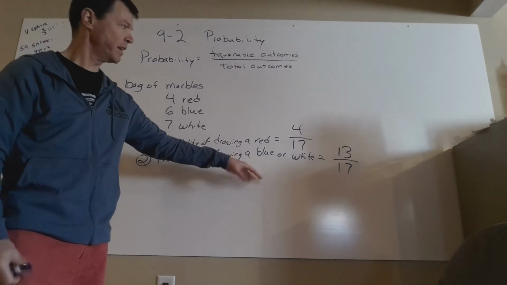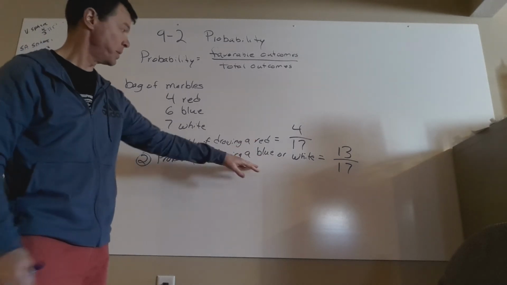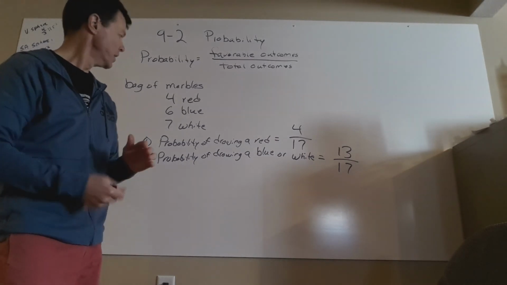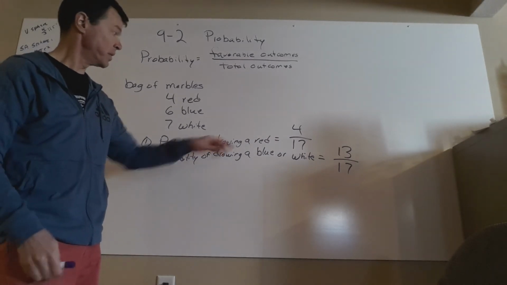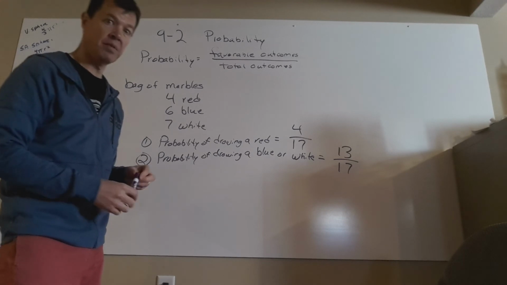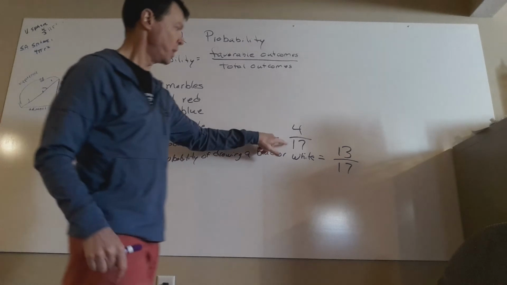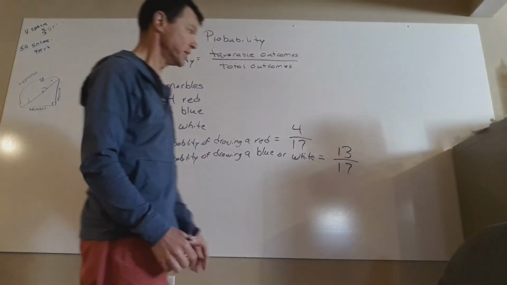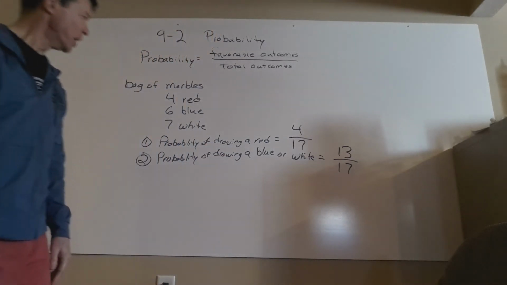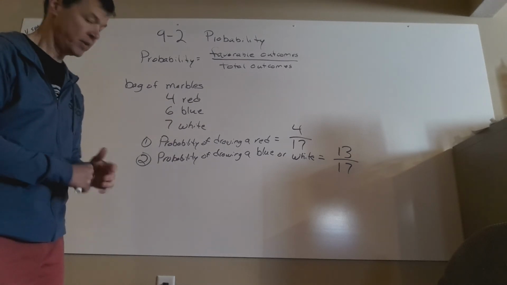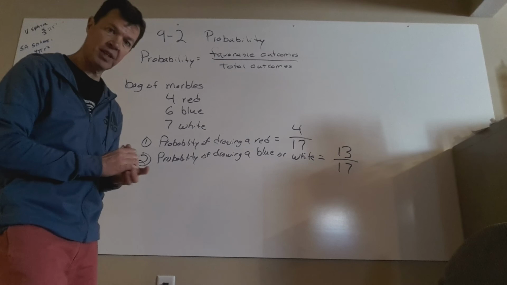So if you're looking for a probability of blue or white, it's pretty likely that that's going to happen. If you're doing this probability of drawing a red, 4 out of 17, well, that's not as likely, obviously, because this is a smaller fraction than 13 out of 17. All right, well, that's your probability all summed up with a few examples. If you have more questions, come to the Zoom meeting.